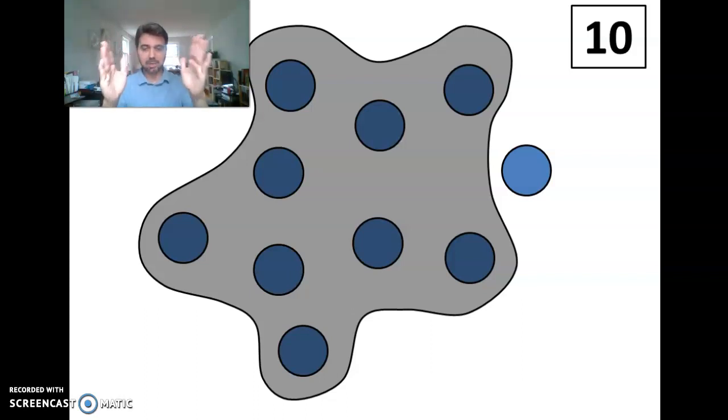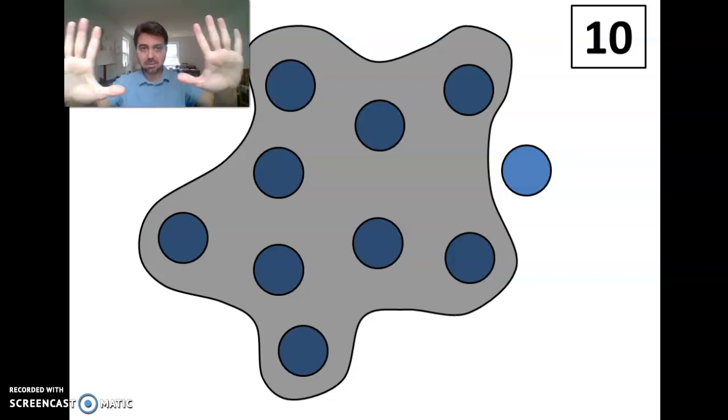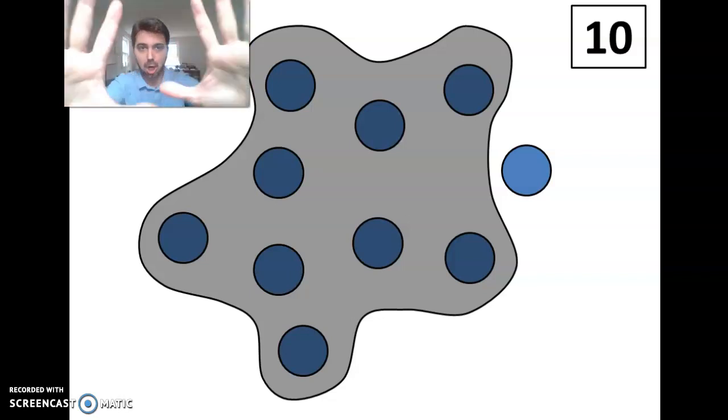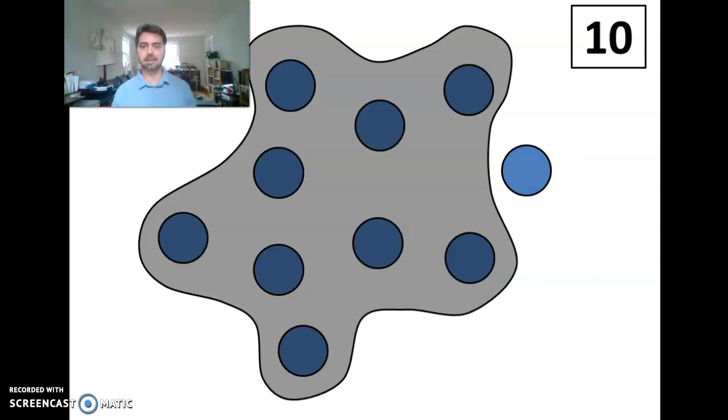It's really important that you guys know these 10's partners. Of course, the easiest 10 partners are these, right? 5 and 5 make 10. Okay, here we go. So let's go on to our word problem of the day.